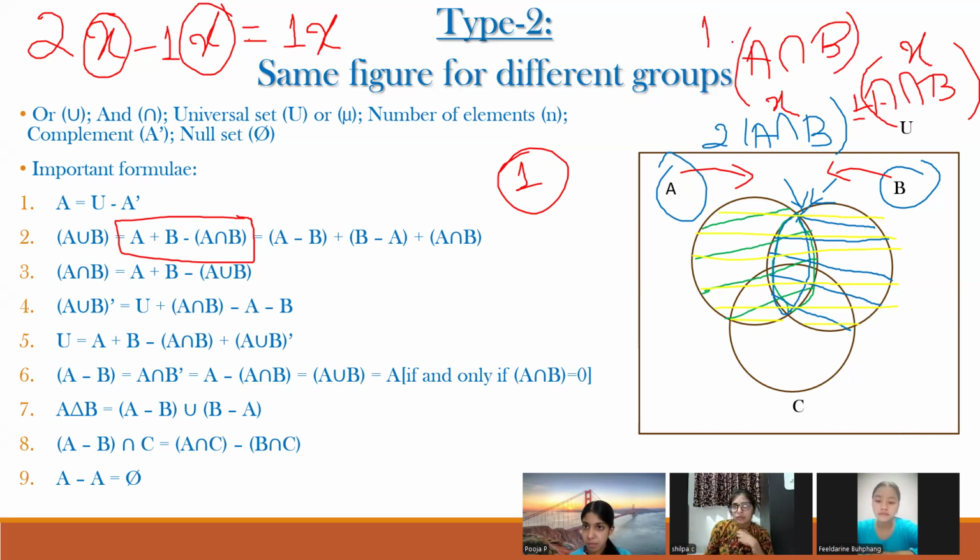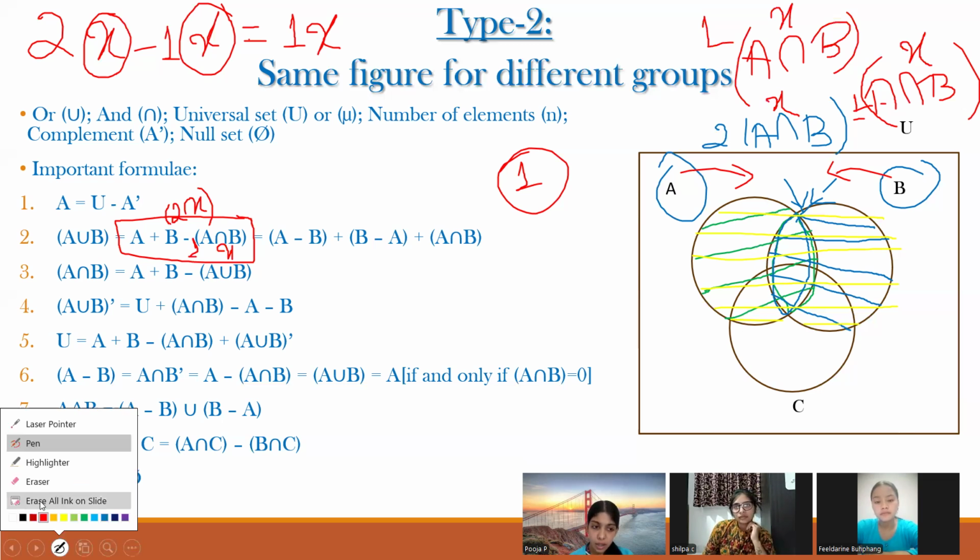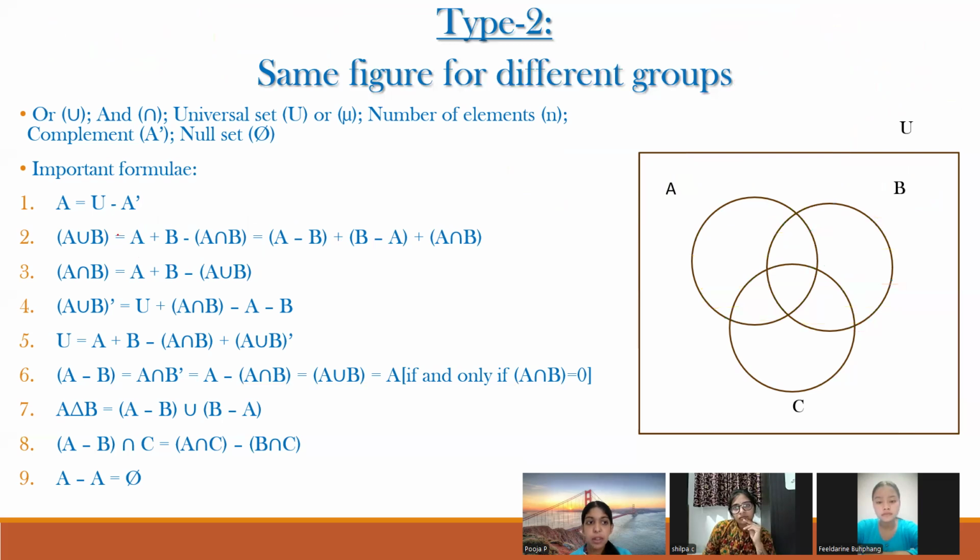Okay, ma'am. I get it, ma'am. Yes. So that is what we do. Since you have A plus B, A plus B is already giving you 2x, that is 2 times A intersection B. So you're subtracting 1 time A intersection B, so you're getting the answer A union B. So if this is clear, we'll move to the next part of it.